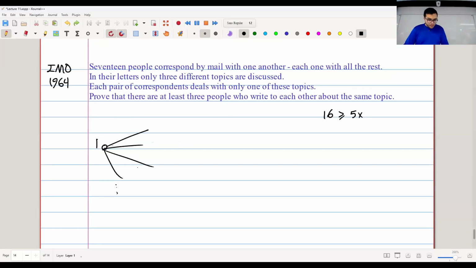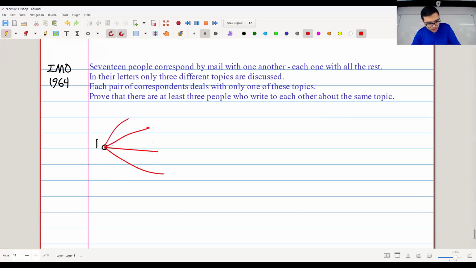So I have this person number 1, and I'm going to show this color 1 with red, let's say. There are 6 other people where the edge to them is red. And then, of course, I have a bunch of other edges. I don't know the colors of the other edges. I don't care. I only care about these 6.